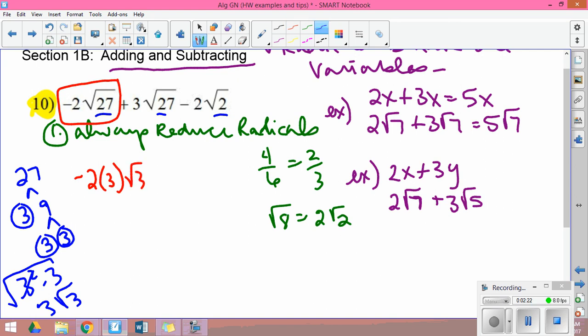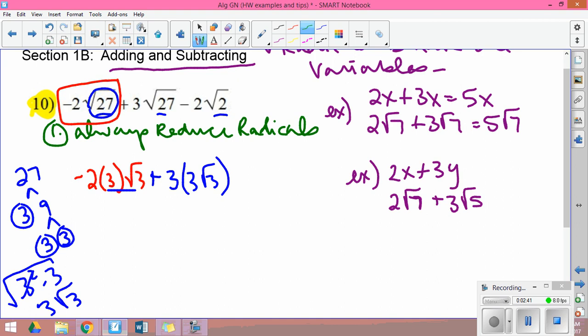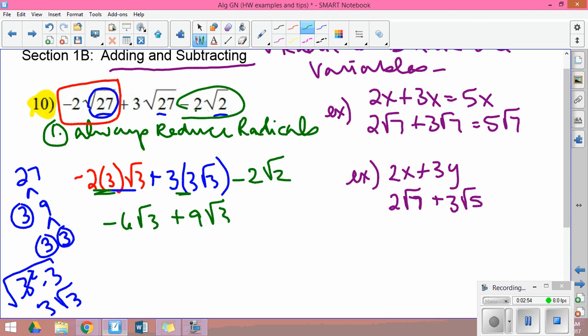So you see how I replaced my square root of 27 with 3 square roots of 3. Plus 3, and then I've got another one that I'm going to substitute, 3 square roots of 3. And I'll erase my little example there. And then this one stays the same, minus 2 square roots of 2. So I'm going to multiply these together: -6 square roots of 3 plus 9 square roots of 3 minus 2 square roots of 2.